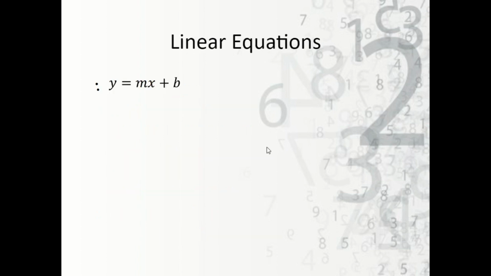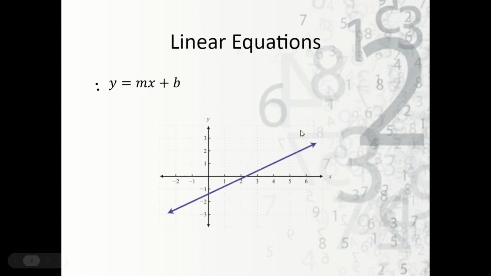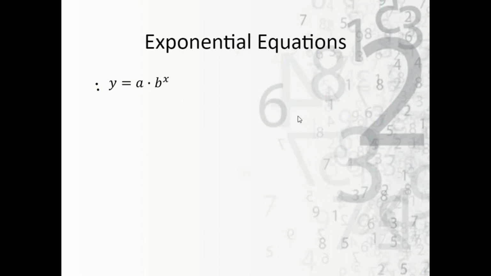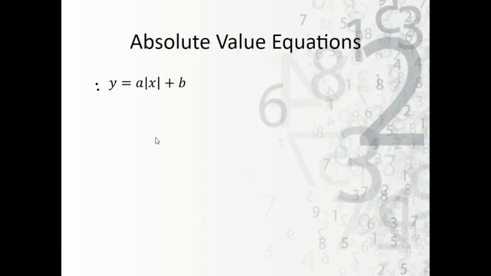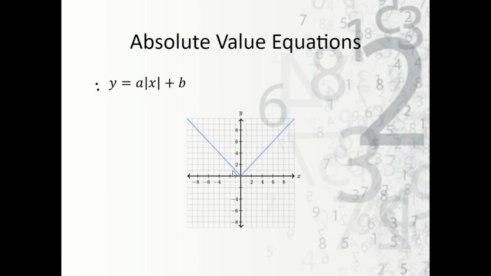So a linear equation, first of all, looks like this: y equals mx plus b, and it forms a straight line. So it should look something like that. Exponential equations come of the form y equals a times b to the x, and it forms this curved shape like this. Absolute value equations come of the form y equals a times the absolute value of x plus b, and it forms this V shape.